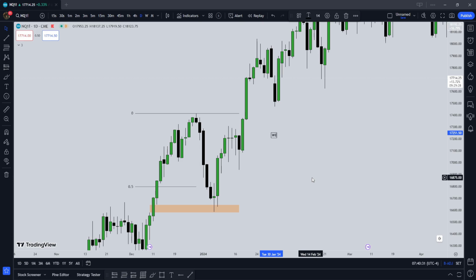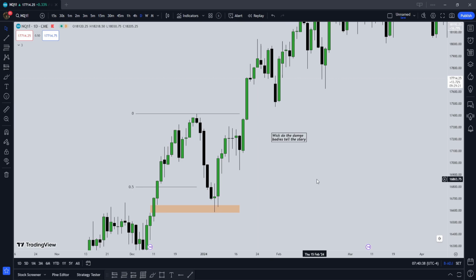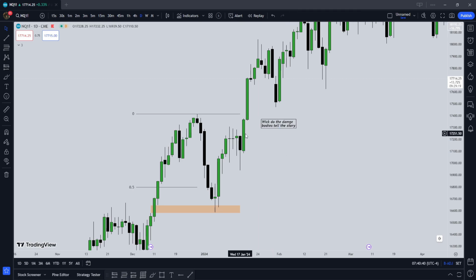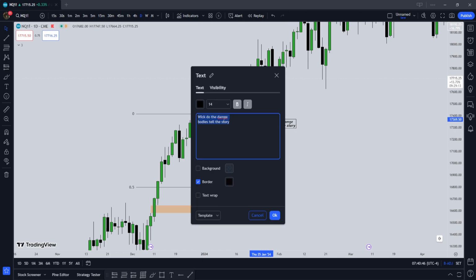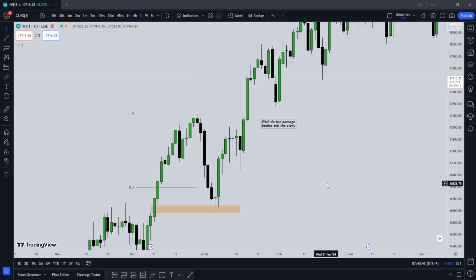Wicks do the damage and bodies tell this story. What does this mean? This means that the wicks of the candle do the damage. Oh, I spelled it wrong. So wicks do the damage, bodies tell the story. So wicks actually do the main damage on the market, but the bodies tell you where it's most likely going to go.